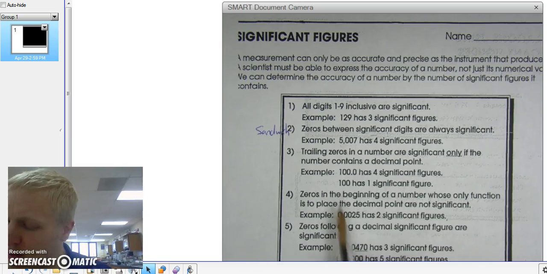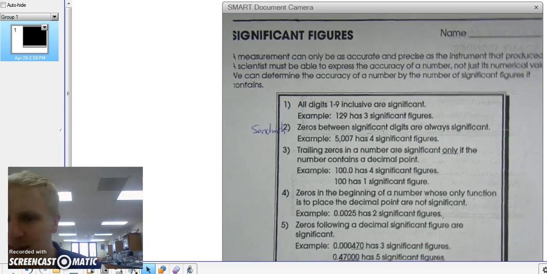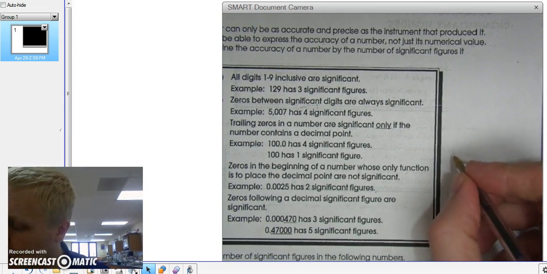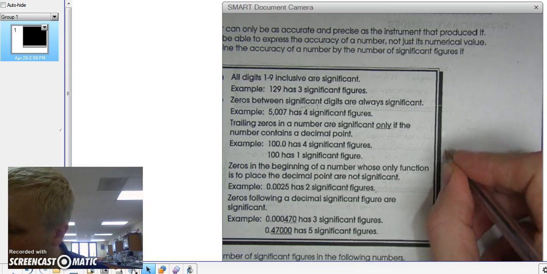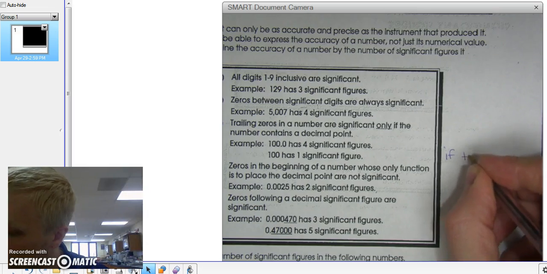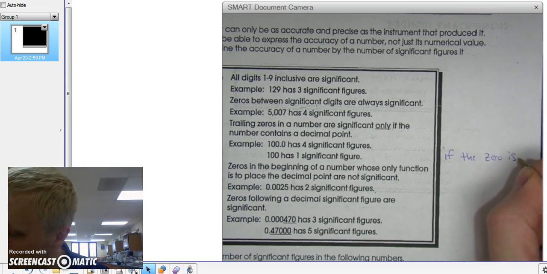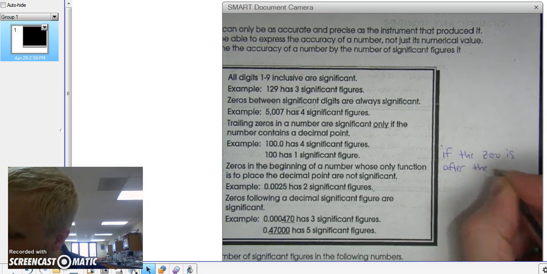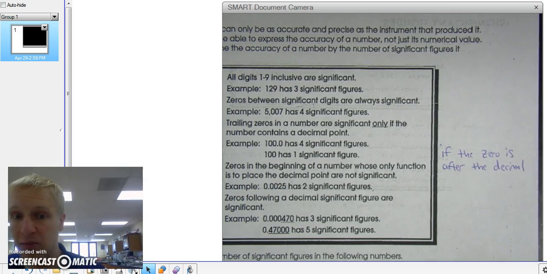Really all these other rules could be summarized with this statement. I find this a little bit easier. So you have to say yes to both of these. If the 0 is after the decimal, like if you say yes, it's after decimal, alright.